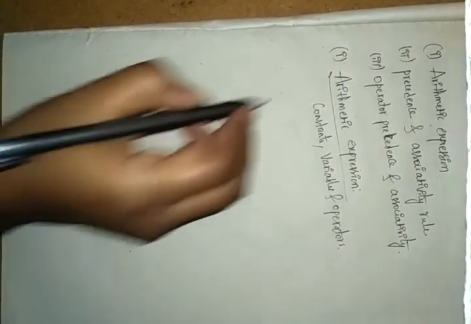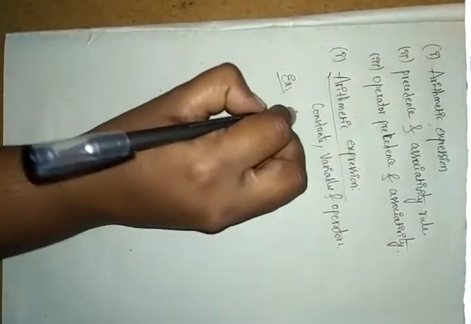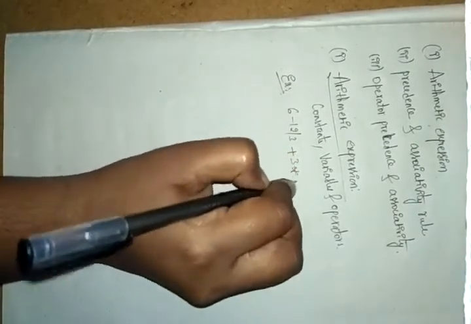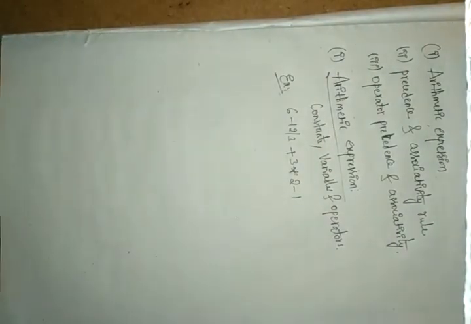Okay, so for example you can take a minus b, or else you can take anything. For example, here I am writing 6 minus 12 by 3 plus 3 into 2 minus 1. So here I am taking like this: the first expression within the parenthesis is evaluated.